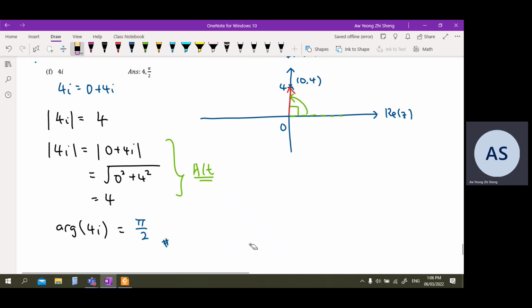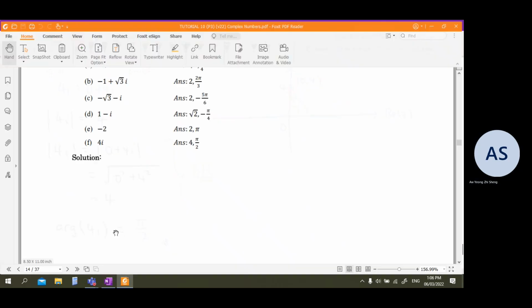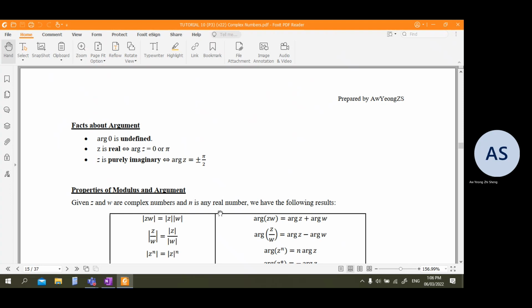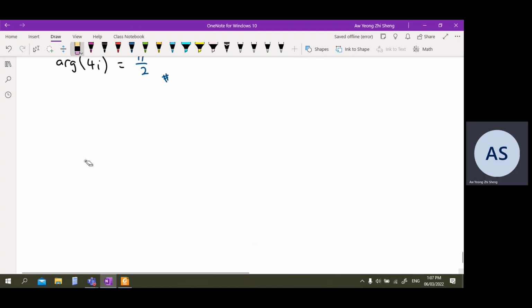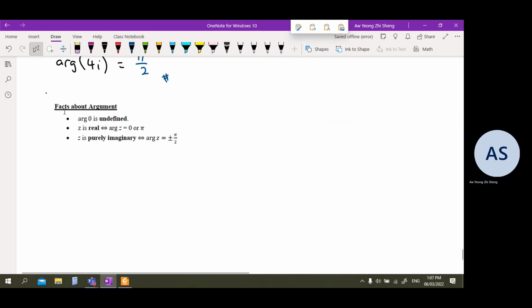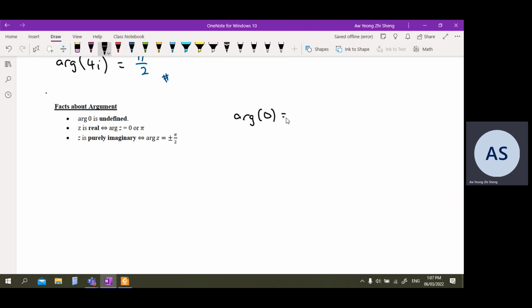So let's move to page number 15. Some facts about argument that you need to know. Argument of 0 is undefined. Argument of 0 is argument of 0 plus 0i. Okay, so on the Argand diagram, what is the point representation of 0 plus 0i? It will be the origin itself.